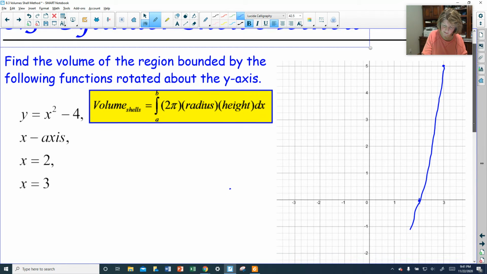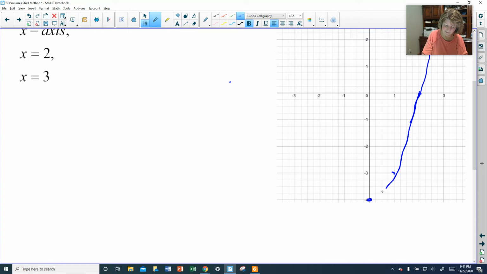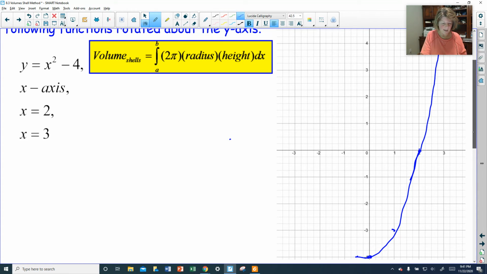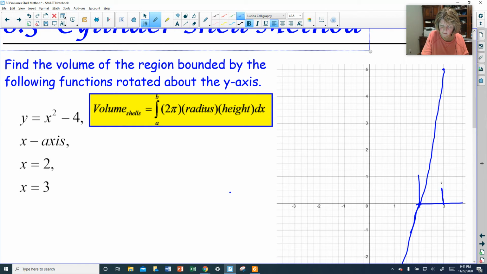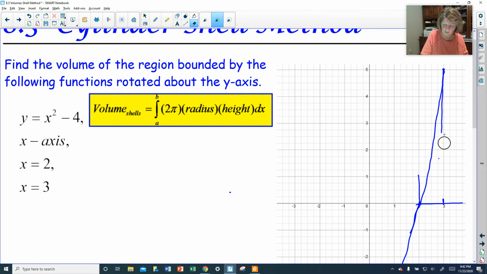I'll do my best. Getting a little wavy there. Right, there's our parabola. And then we've got the x-axis, the x-axis and x equals 2 and x equals 3. Oh, the surface of the laptop is so slippery that it makes tracing on it somewhat difficult because it just wants to slide around. All right, we'll get that locked in.